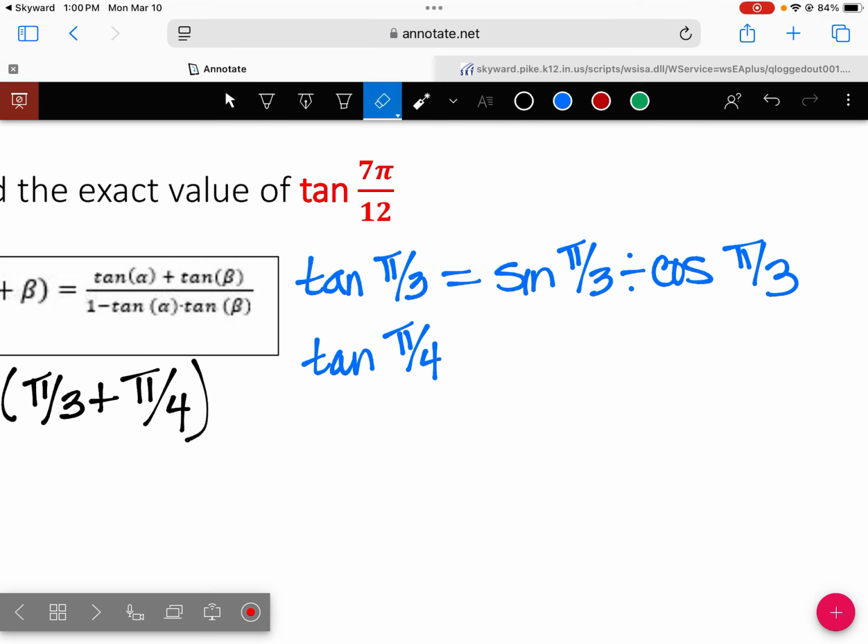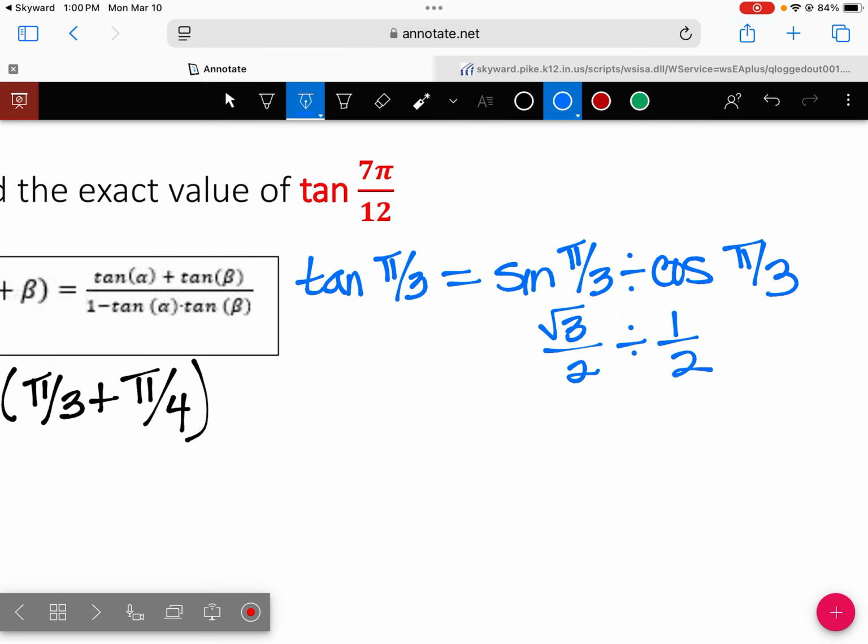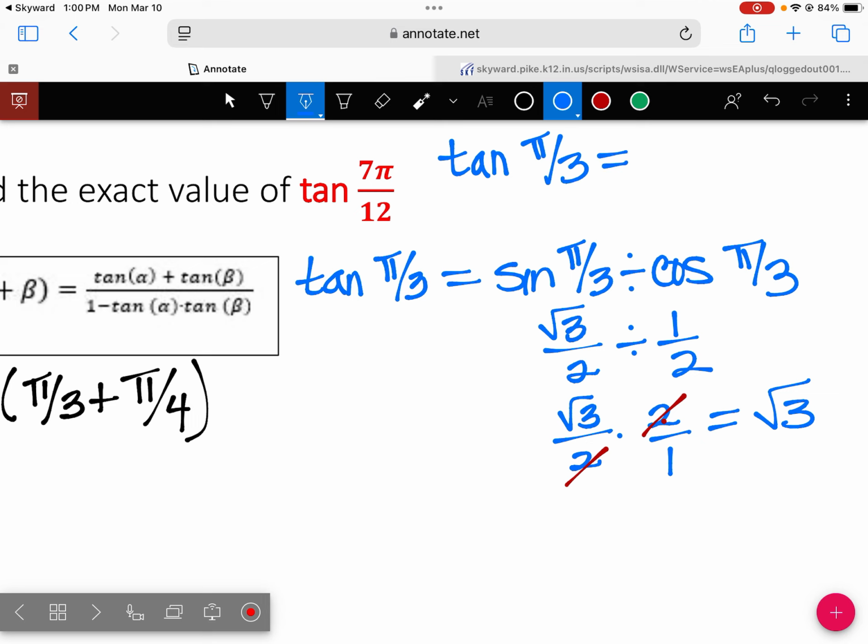So I'm going to take this off and put it back in a minute. So what is the sine of pi over 3? So we have root 3 over 2 divided by 1/2. How do you divide fractions? So that would be root 3 over 2 times 2 over 1. This cancels. And I'm left with just the square root of 3. So I figured out that in this identity, the tangent of pi over 3 is going to give me root 3. And this is my alpha angle because it's the bigger one.